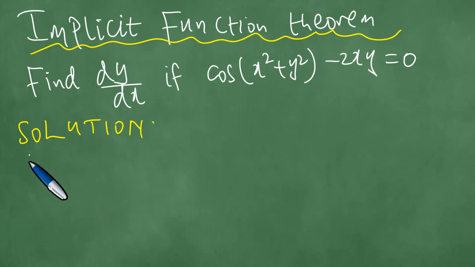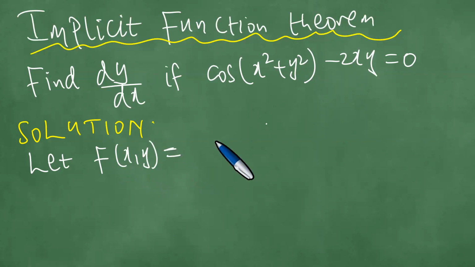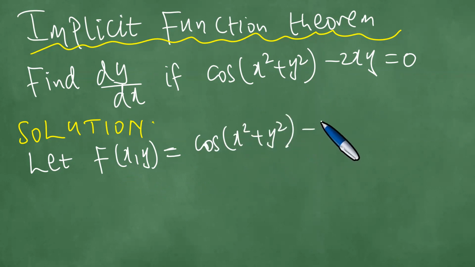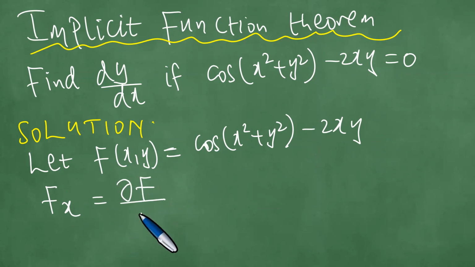We let f of x and y be equal to this expression that is equal to 0: cosine of x squared plus y squared minus 2xy. Upon further examination, we realize that we can use partial derivatives. So f sub x becomes the partial derivative of f with respect to x. What is the partial derivative of this?